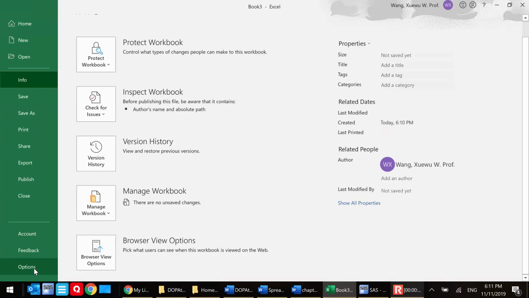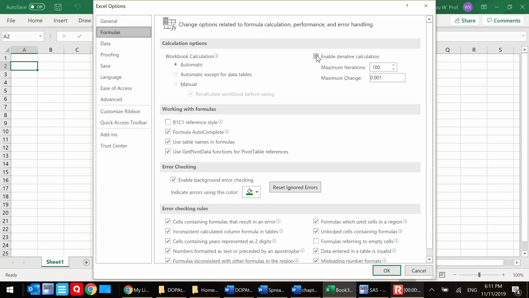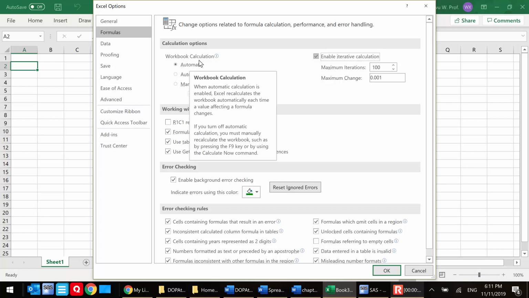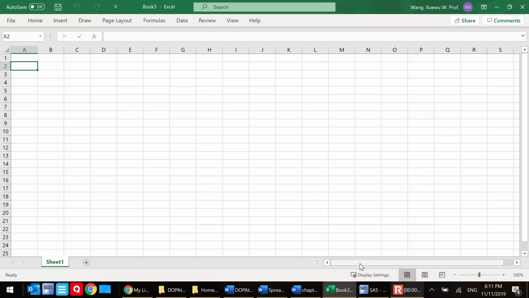So first of all, let's make sure our Excel is properly configured. So just make sure you check the box for enable iterative calculation because we're going to use this feature to solve the financial planning model. And my workbook calculation is also set to automatic. All right. So my Excel is actually properly configured now. And let's look at the value driver assumptions.